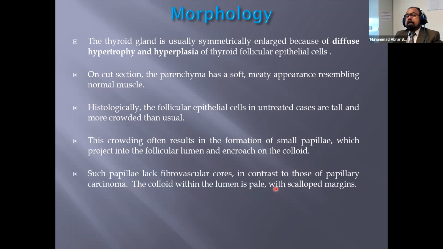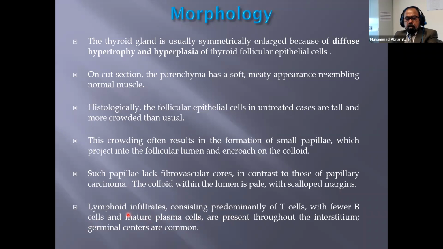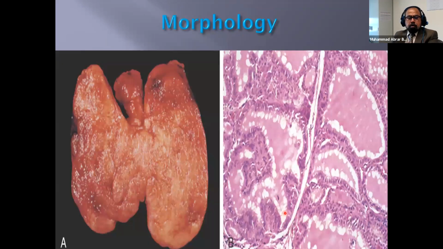But these papillae do not have a fibrovascular core as you see in other papillary lesions, and there are scalloped margins of the colloid. There is infiltration of lymphoid cells, predominantly T cells, in the surrounding structure. So this is how it looks. If you see this thyroid gland, it is not as shiny as I showed you in the first picture. It looks dim and meaty, because all of the colloid has been extracted and utilized to form thyroxine hormone.